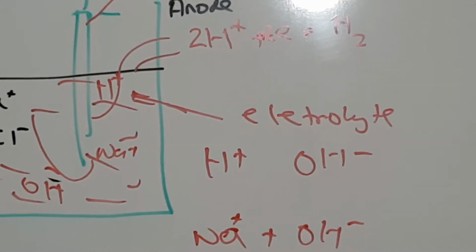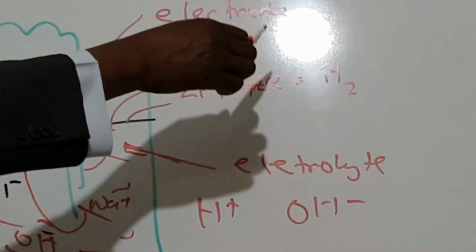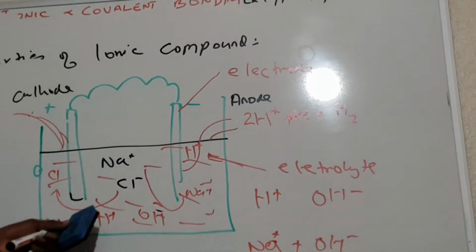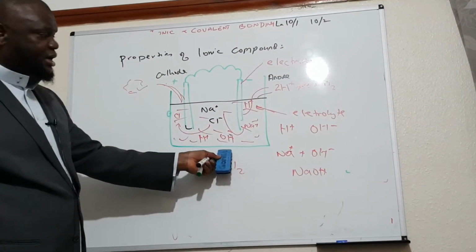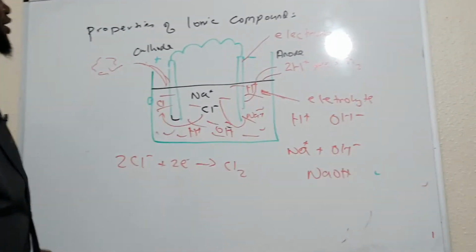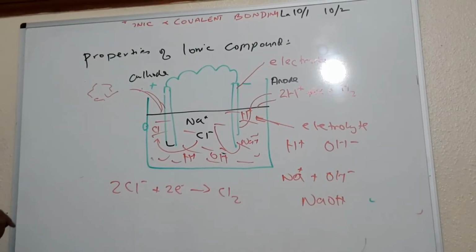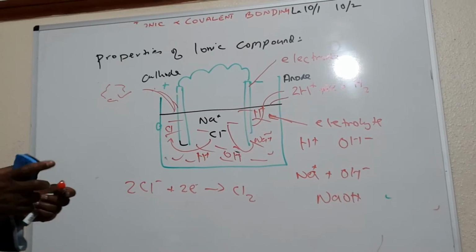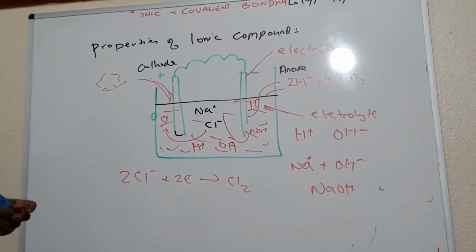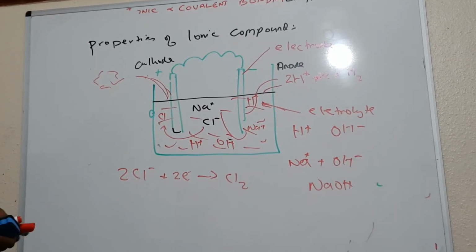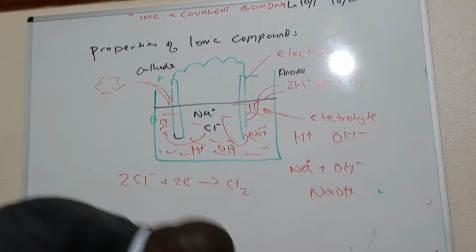Because chlorine is gone out as a gas, hydrogen is gone out as a gas. What's left is sodium ions and OH minus ions, okay? And they form sodium hydroxide. And that's all about electrolysis. The reason why we are doing electrolysis is to show you how ionic compounds conduct electricity. Okay, do you feel me?